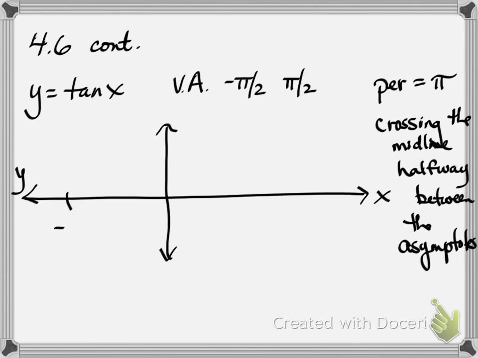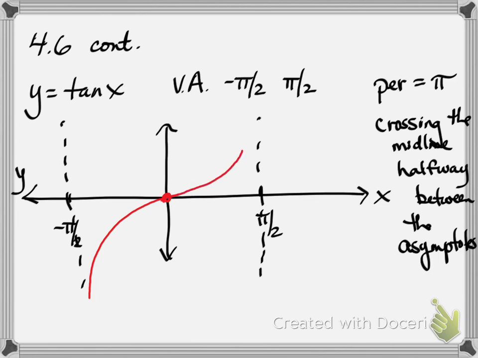So we're going to go ahead and put our asymptote values on here. Go ahead and sketch in those asymptotes. So it's going to cross the midline right there halfway between. And I want you to know the general shape of the tangent curve. It sort of hugs the asymptote, curls in, and then hugs that asymptote. So that is one period of tangent.